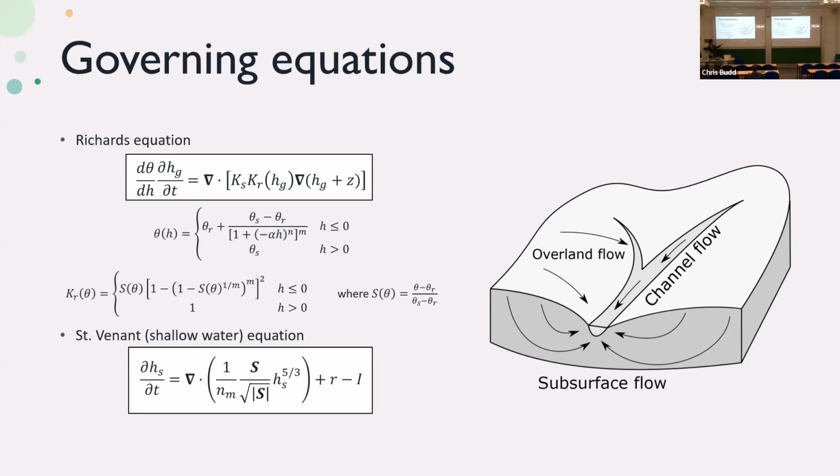And finally, we have a source term which includes the rainfall, minus evaporation in general case, minus also infiltration of the water from the overland flow to the subsurface flow, for which we need to define some coupling conditions between those governing equations.